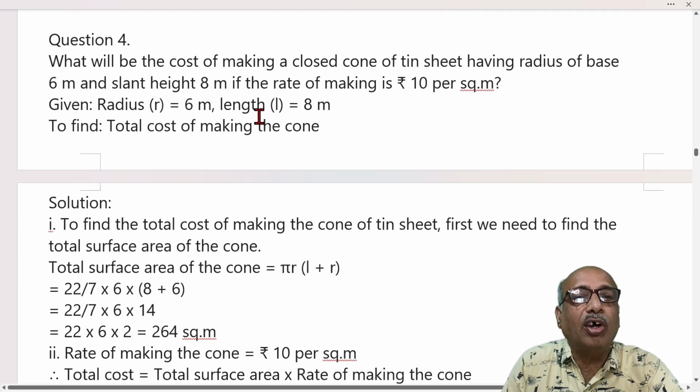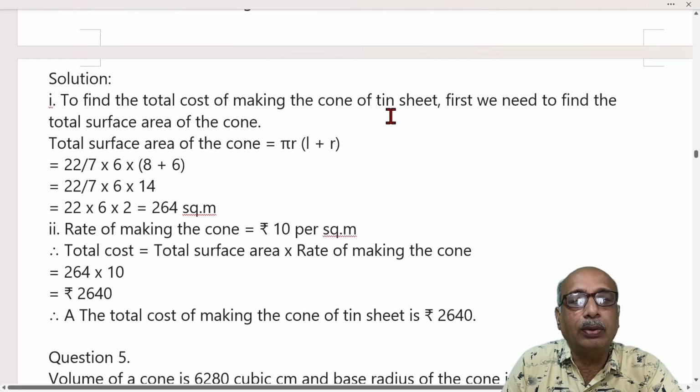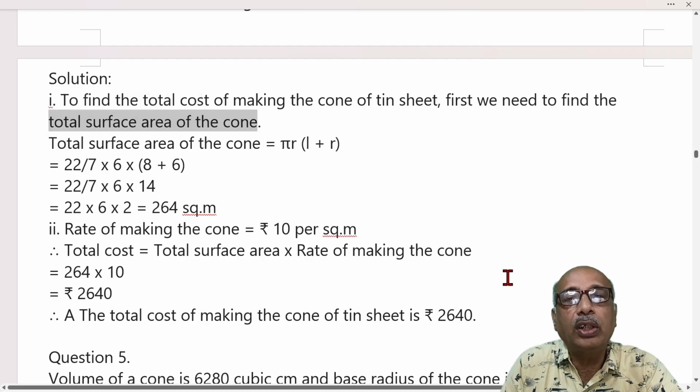What will be the cost of making a closed cone of tin sheet having radius of base 6 meter and slant height 8 meter, if the rate of making is rupees 10 per square meter? So here, what you have to find out? To find out the cost of making the cone of the tin sheet, first we need to find out the total surface area of the cone. Very important. Total surface area of the cone.